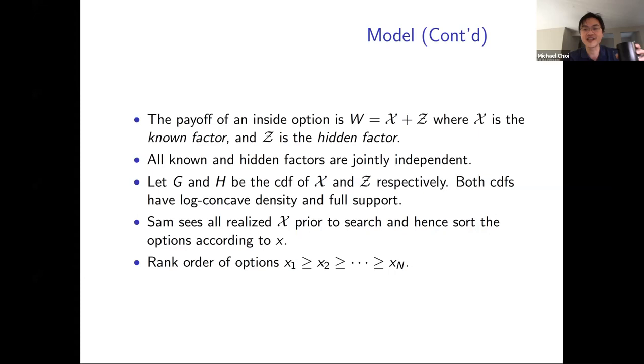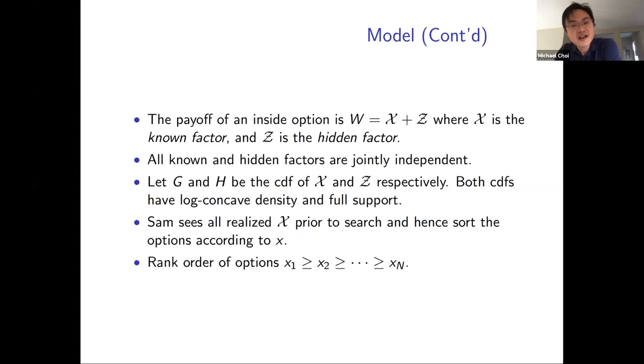We have a few quick clarification questions coming in the Q&A. I'll just go ahead and ask them. It's about when things are known. So the known factor is known at the beginning of time, across all options, that's observable. Correct. So all these signals. And then is the distribution H known? Yes, G and H are both known. Thanks. Okay, thank you for the questions.